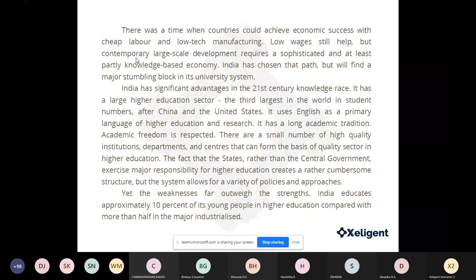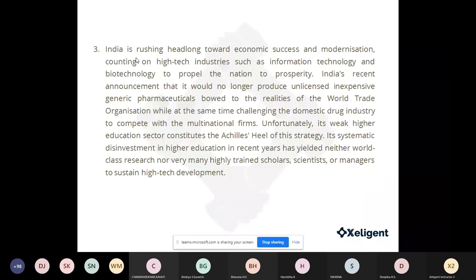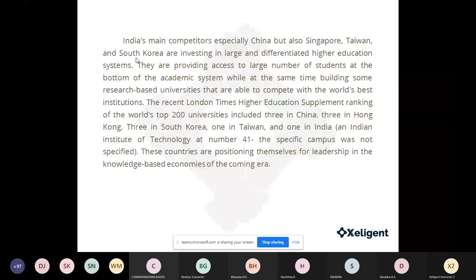So this is the passage. You see how lengthy it is. That's roughly three paragraphs. You can take a snap of these paragraphs and read at your own pace. This is the second slide. And the final slide.